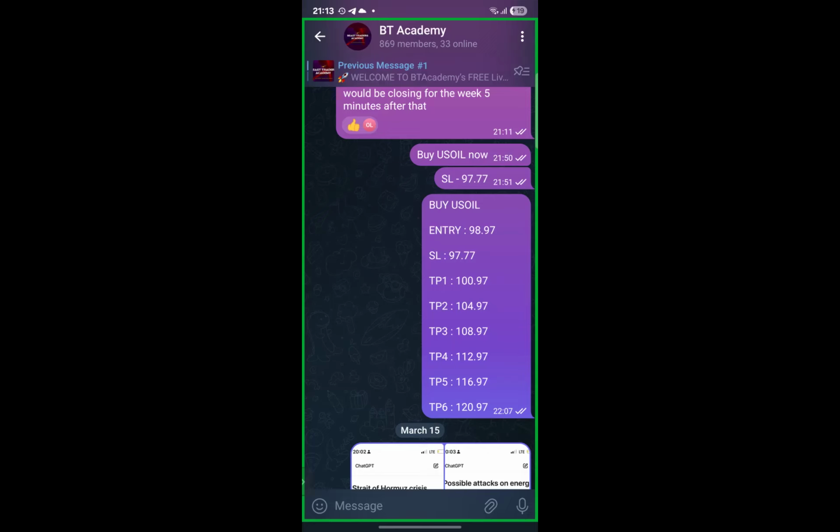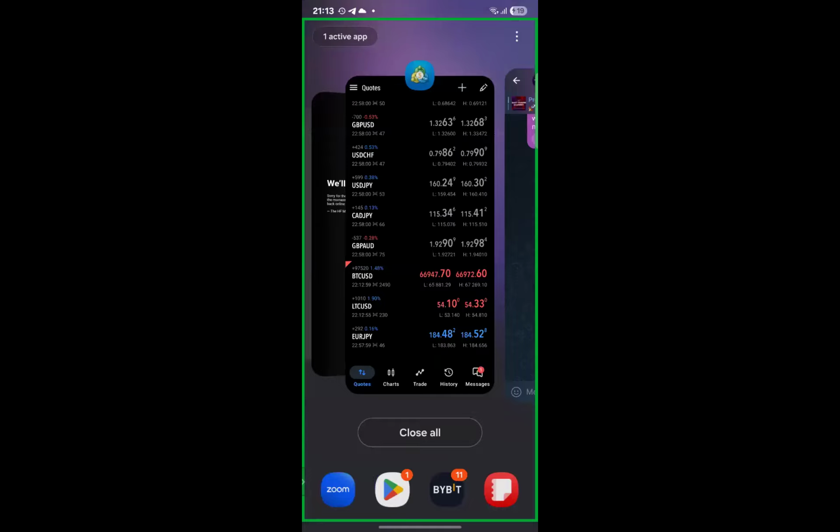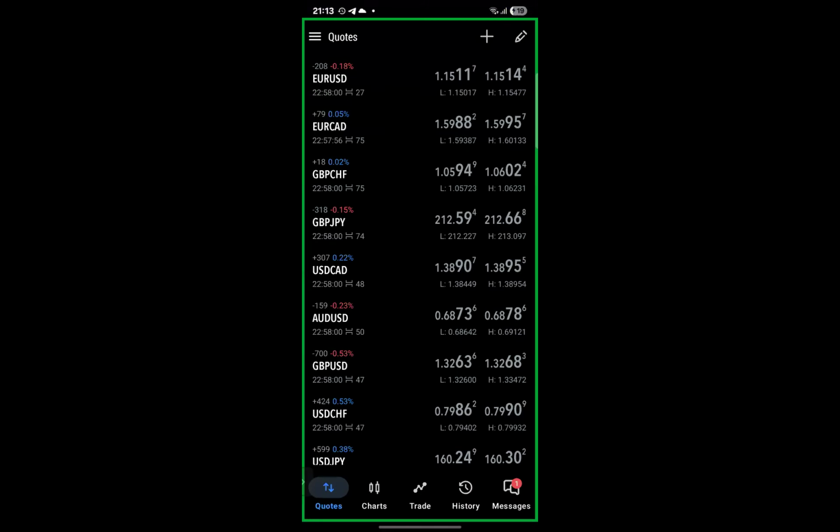So for this particular trade, you come and search for US oil. You come here, click on this plus, search for the currency pair US dollar oil.